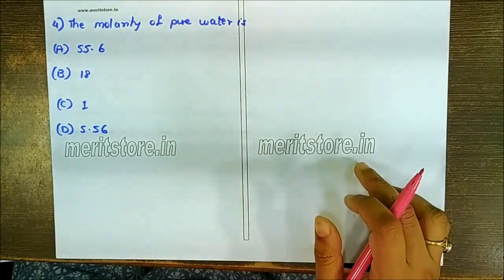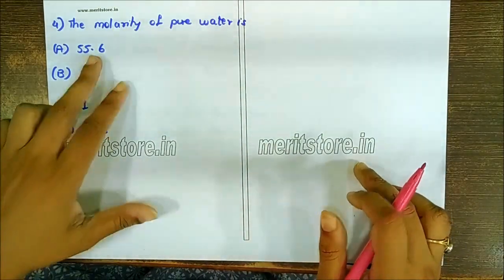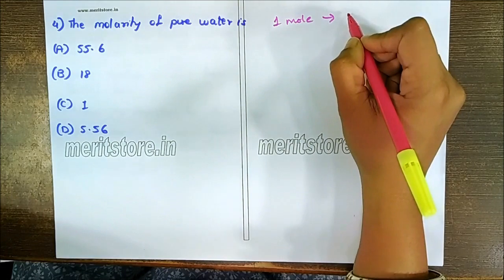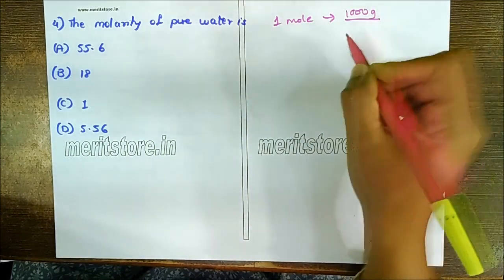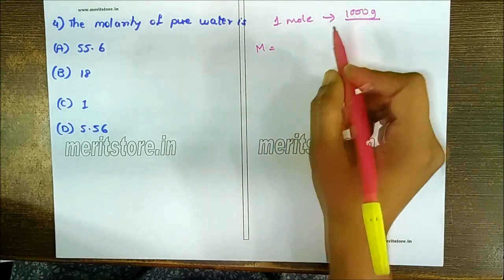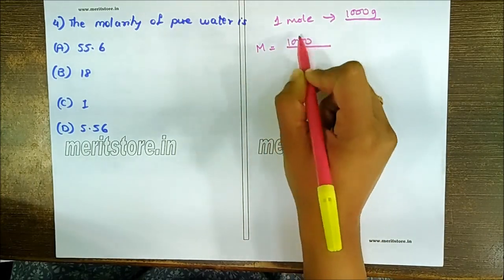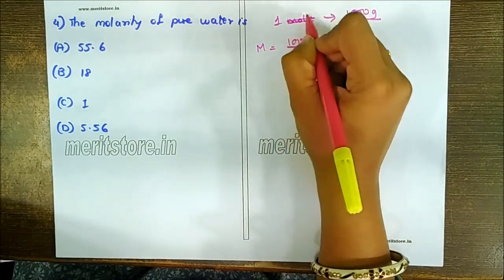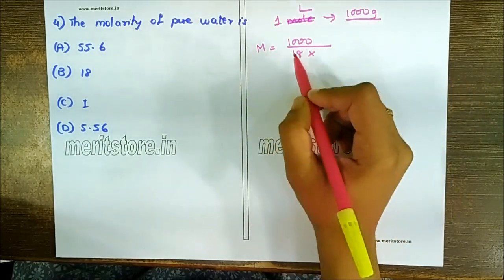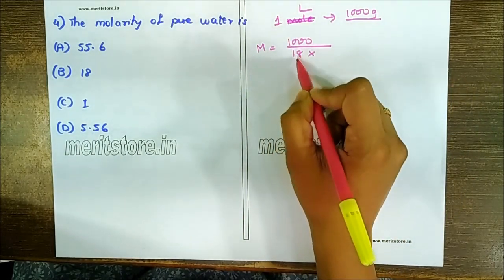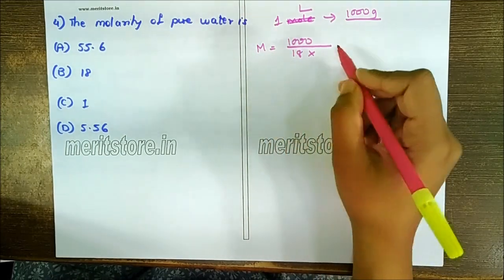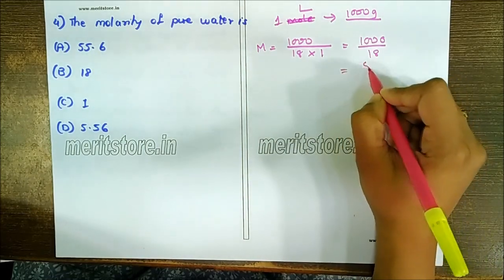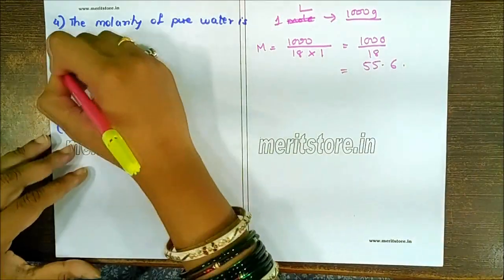Question number 4: we have to find the molarity of pure water. Let us say we have taken 1 mole of water, that is 1000 gram of the water. Now molarity is the number of moles divided by volume. We have taken 1 liter of water, that is around 1000 gram. So this is 1000 gram of water upon its molecular weight, which is the number of moles, divided by volume. The volume is 1 liter. So this is 1000 upon 18, and the answer comes out to be 55.6. So the answer is option A.